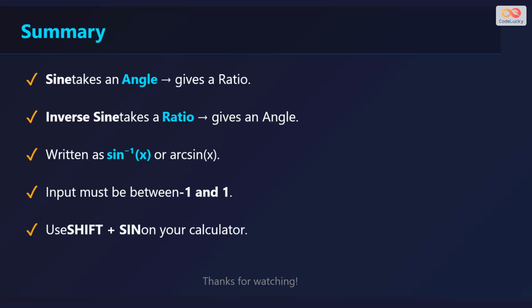To wrap up, remember that sine takes an angle to give a ratio, while inverse sine takes a ratio to find an angle. Always check that your input is between -1 and 1, and don't forget to use the shift key on your calculator.